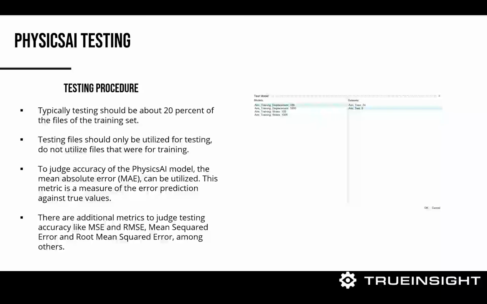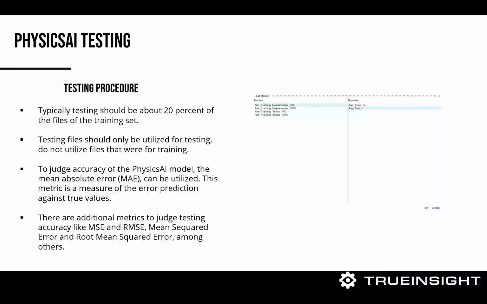Typically, a good procedure should be between 10 to 20% of the model should be reserved for testing. In the case of this model, I think there were 50 data sets I worked through, and I tested on 5 or 6 different models. Those 5 or 6 are actually solved finite element models. Like I said, PhysicsAI can be utilized for a number of things. It doesn't have to be structural analysis, but in the context of what we're talking about, it's structural analysis.